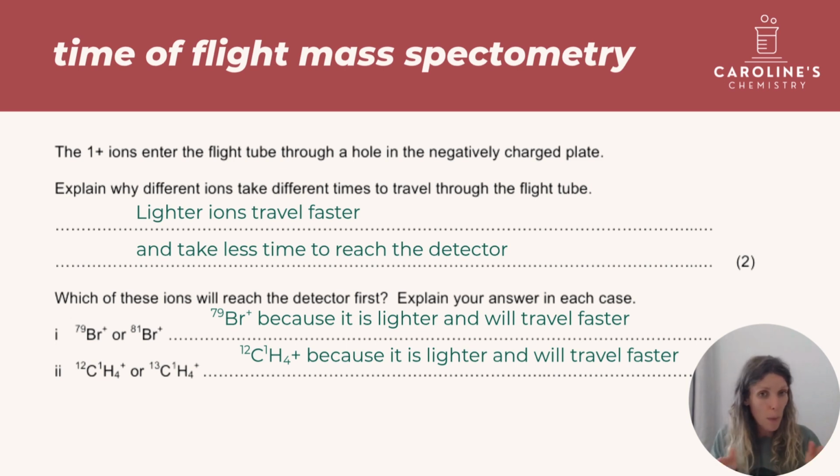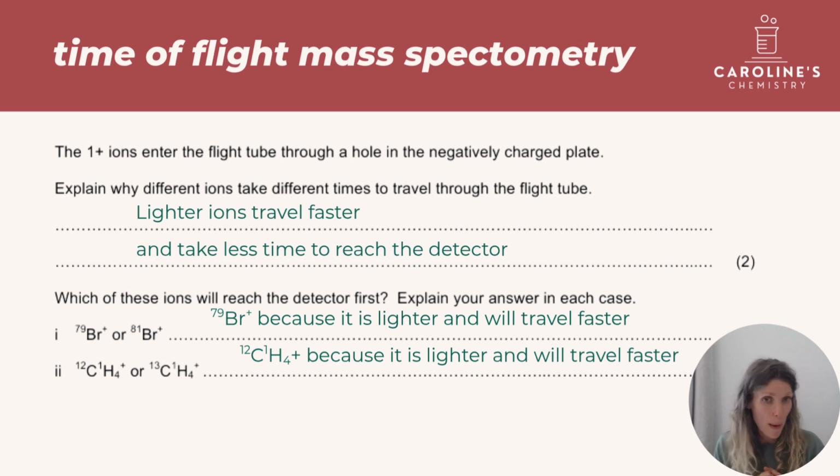What we're doing here is we're measuring the amount of time it takes for these ions, lighter and heavier, to pass along the tube. So the first mark, the lighter ions travel faster or heavier ions travel slower. The second mark, and therefore takes less time to reach the detector. And then the next one is a reiteration of that question.